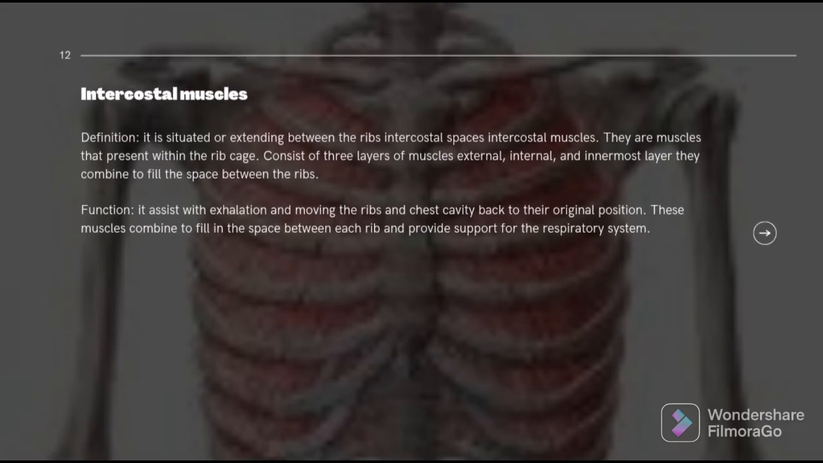Intercostal muscles. They are situated or extending between the ribs, the intercostal space, and intercostal muscles. These are muscles that are present within the rib cage. It consists of 3 layers of muscles: external, internal, and innermost layer. They combine to fill the space between the ribs. The functions. It assists with exhalation and moving the ribs and chest cavity back to their original position. These muscles combine to fill in the space between each rib and provide support for the respiratory system.